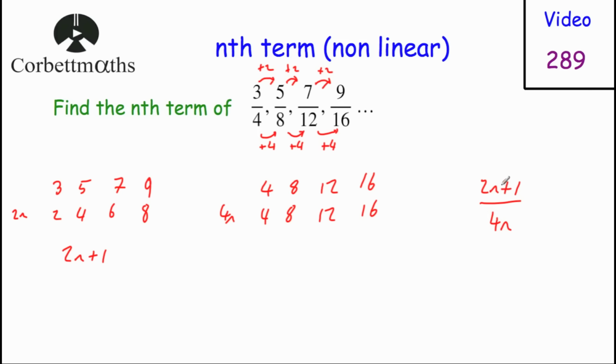And that's fantastic. So we have worked out the nth term of this sequence of fractions. If we were asked to find the 100th term, we would do 2 times 100, 200, plus 1, which would be 201. And the denominator would be 4 times 100, which would be 400. So the 100th term in this sequence would be 201 over 400. And that's it. Okay, let's have a look at another type of sequence now.